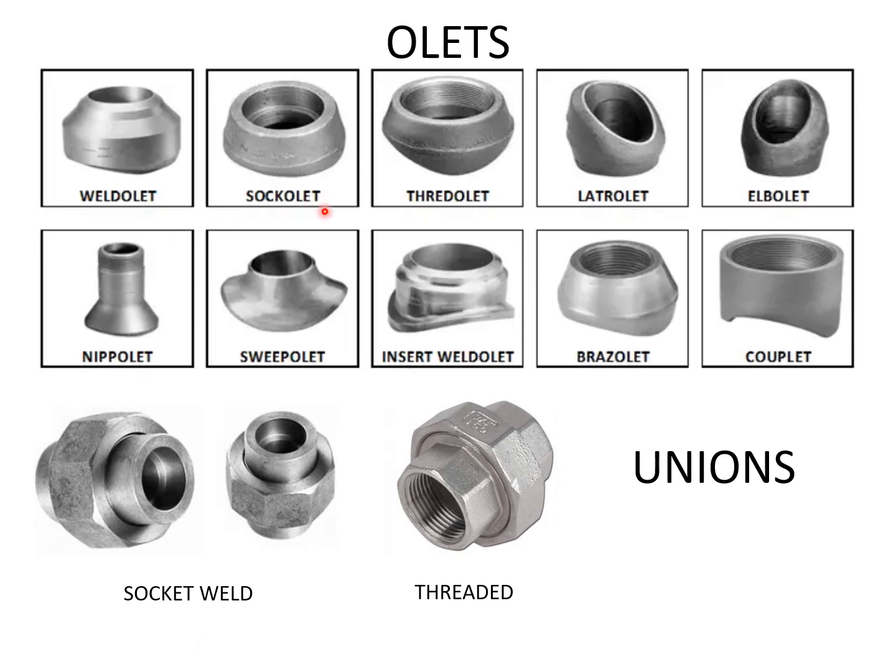So we have different types of olets, also a pipe fitting: weldolet, sockolet, threadolet, latrolet, elbowlet, nipolet, sweepolet, insert weldolet, brazolet, and coupolet. Weldolet is most commonly used. Nipolet means we have an olet here and a nipple together. These are different kinds of olets. And unions. Unions are socket weld union, you see the socket here, and threaded union.